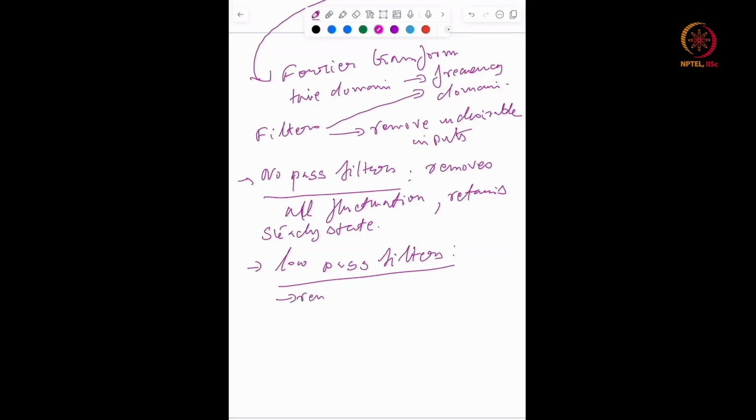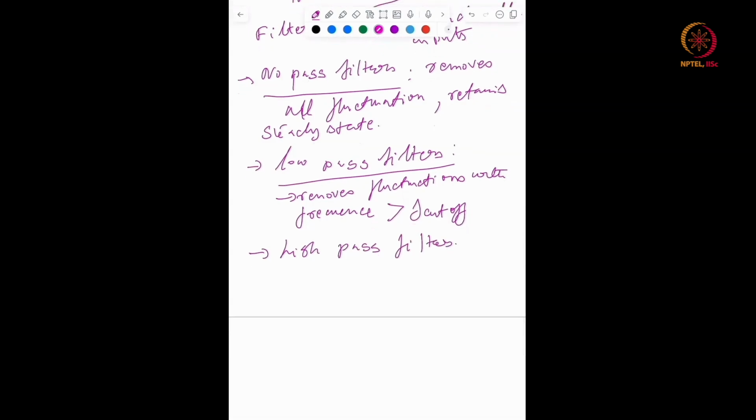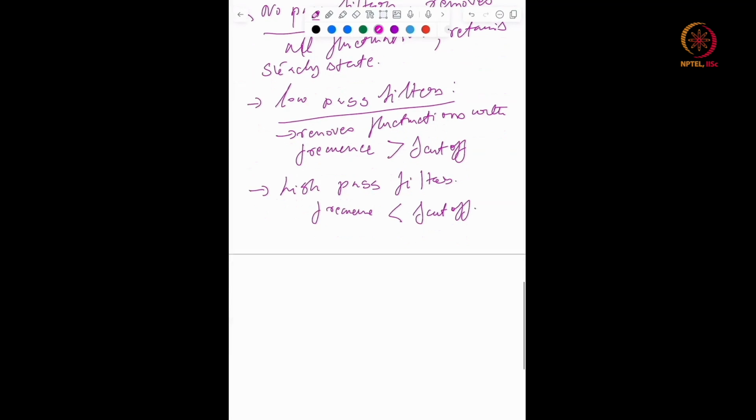So therefore it removes fluctuations with frequency greater than some cutoff. Okay. Then of course you can go to high pass filters. The high pass filter removes fluctuations with frequencies below a certain cutoff. So if your frequency is below a certain cutoff, it will remove those frequencies. Okay. Then of course you have the band pass filters.